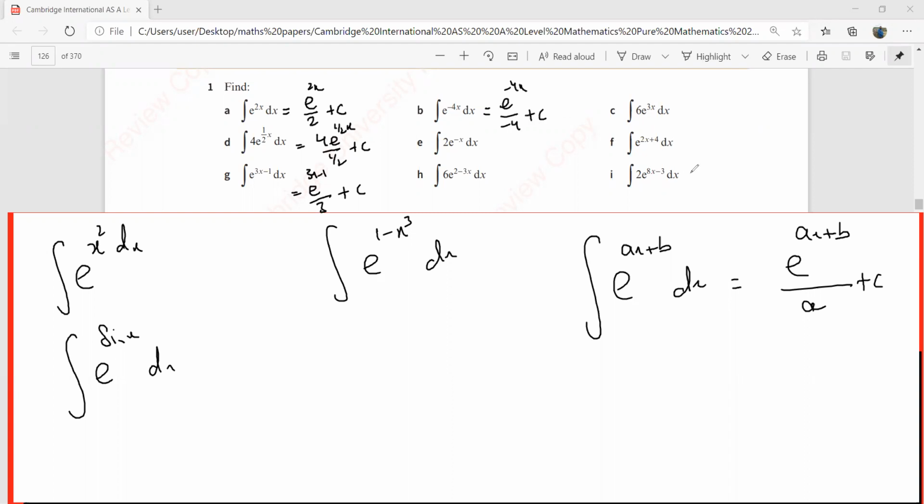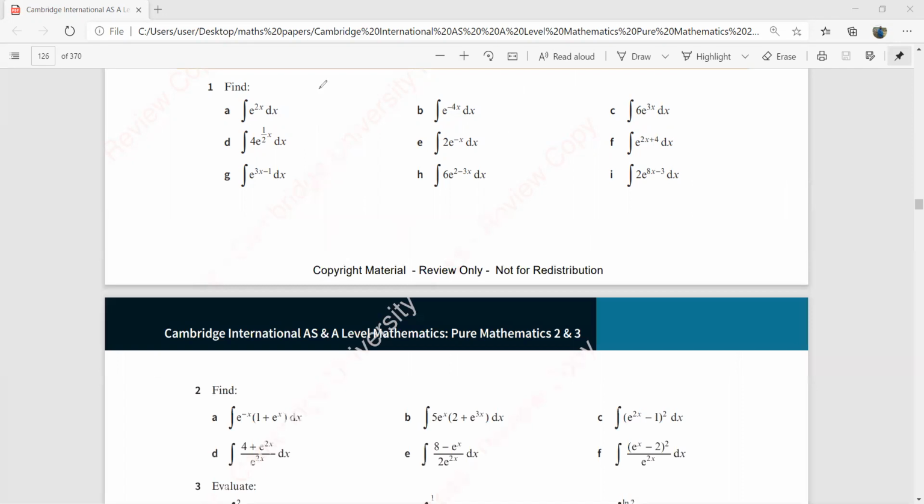Very good. Tell me about this I part. 2e power minus x. Oh, 2e, sorry. Power 8x minus 3 over 8 plus c. Okay, so this way you can try all these exponential functions integration. Okay, let me clear this.